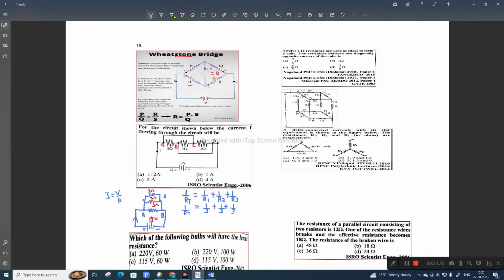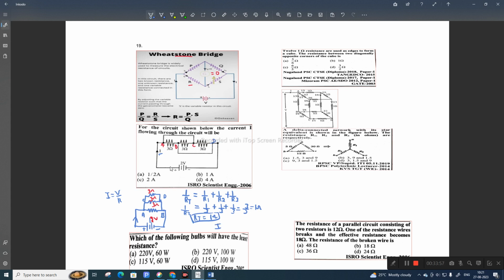So here they have not asked individual branch current. They asked total current. So to find this total current, first you have to take the resistance R. So 1 over RT is 1 by 3, 1 by 3, 1 by 3. That is equal to 3 by 3. LCM will be 3, and 3 by 3 is equal to 1 ohm. Then RT is equal to 1 ohm. Cross multiply, RT into 1, so 1 ohm only.